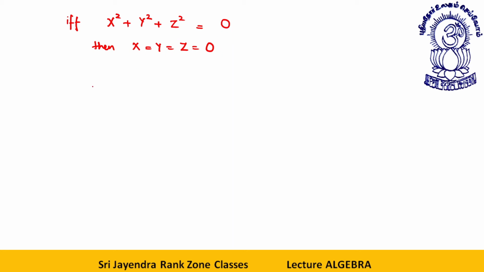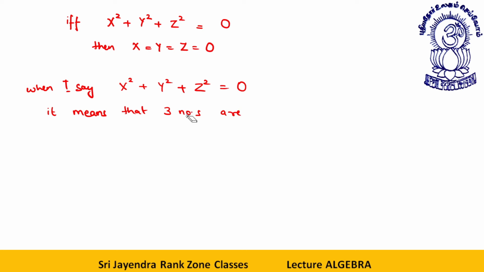The reason is, students, see, if I say x square plus y square plus z square is equal to 0, what does it mean? It means that three non-negative numbers are added.